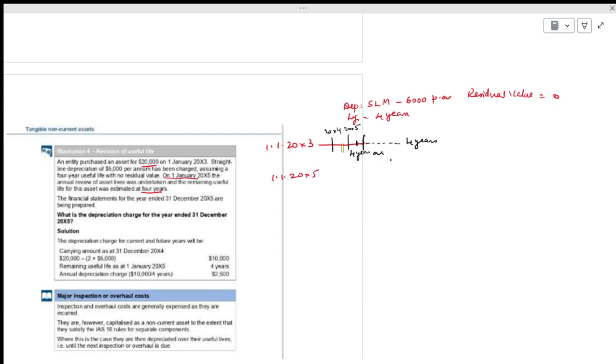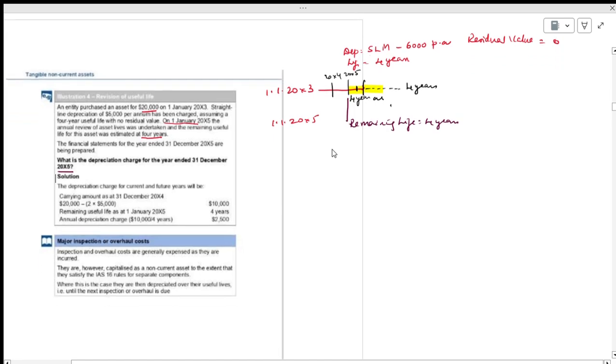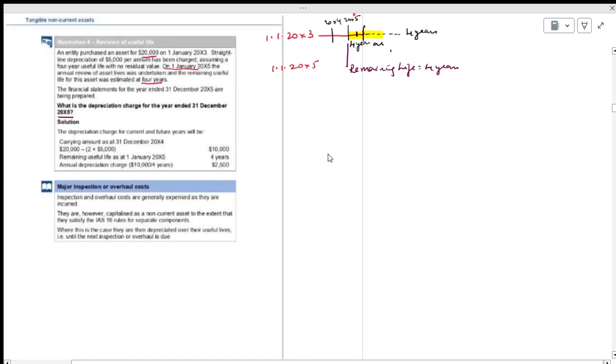Remaining useful life means this is 2 years, and this is 2 years. The remaining useful life from this year's point of view. On 2005, the remaining life is 4 years. What they are asking: in the financial statements for the year ended, what is the depreciation charge in 2005? In simple terms, that's what it says.